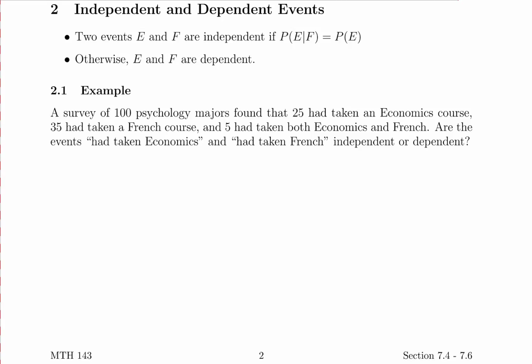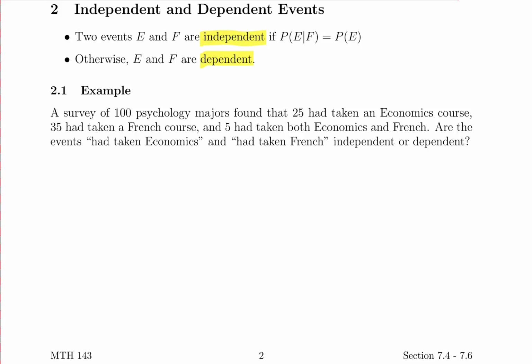Alright, let's go ahead and continue our discussion of conditional probabilities by looking at independent and dependent events. Two events, E and F, are independent if the conditional probability of E given F is equal to the probability of E. So this means that having that extra assumption that F had occurred didn't change the probability of E occurring. So you are independent if the probability of an event doesn't change because it didn't depend on the probability of another event. If this equation is not true, then E and F are said to be dependent events.